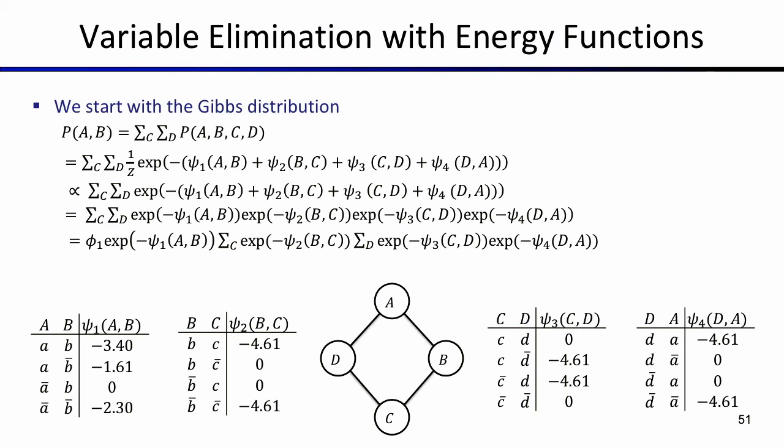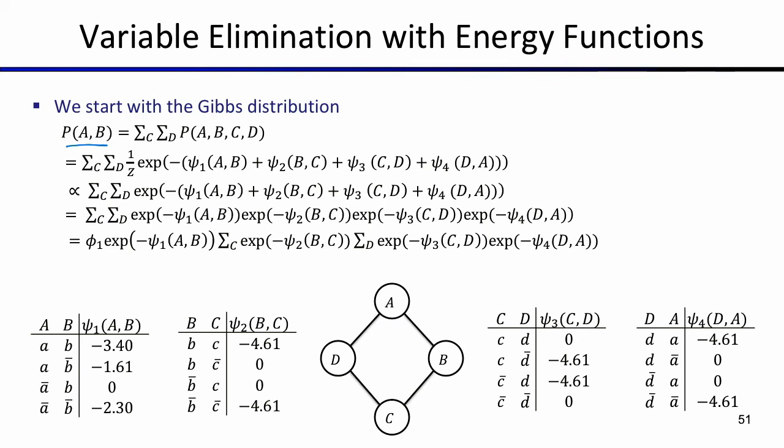Good. So let's take a look at one last example, and now we have the potentials expressed in the form of the energy function. So it's going to be slightly different than what we had before. Let's suppose that we want to compute this marginal here, the probability of A and B, and in order to do that, we factorize the joint distribution according to the Gibbs distribution expressed in terms of energy functions.